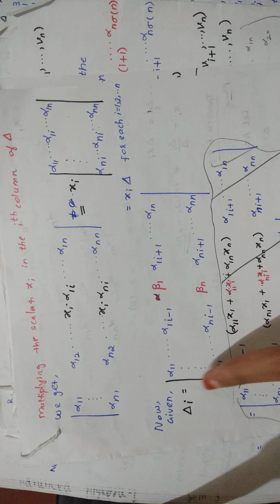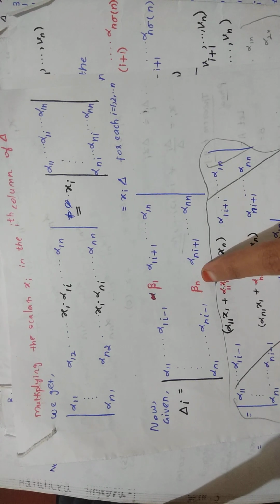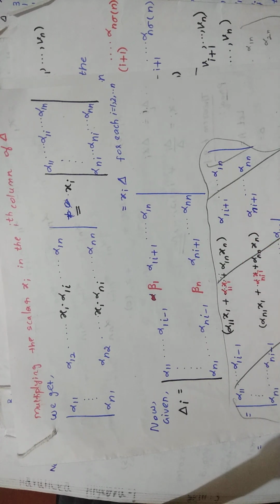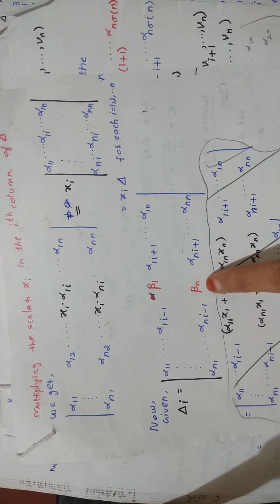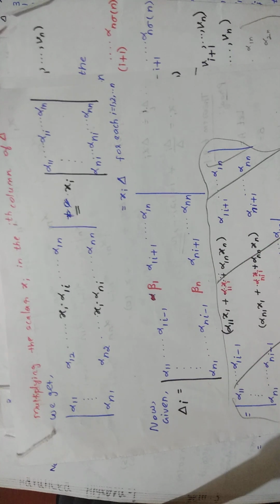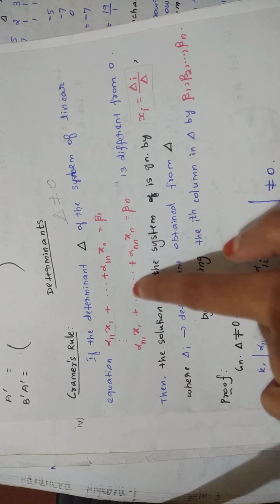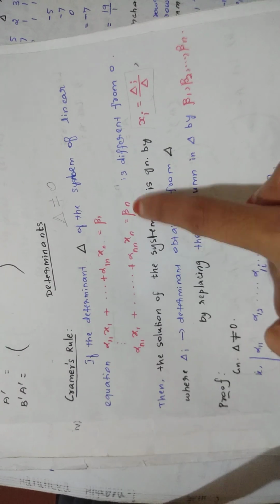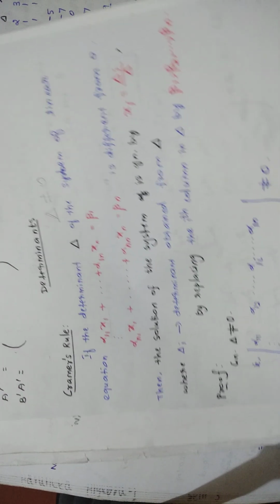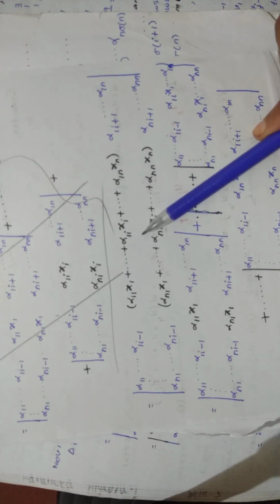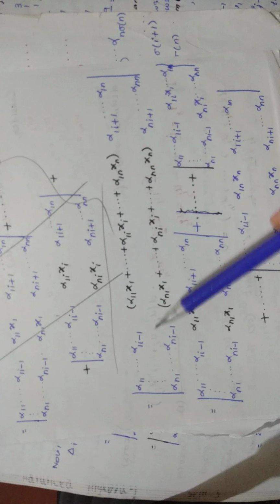Delta i is equal to, you are replacing the ith column with beta 1, beta 2, etc., beta n. So you made it, and after that what you have to do is this step. In the place of beta 1, beta 2, etc., beta n, you have to substitute this value. Here you have beta 1, beta 2 values, right? Beta 1 equal to this, beta n equal to this, right? So you will substitute the value so that you will get this. Okay, in between don't put comma or something like that unnecessarily.